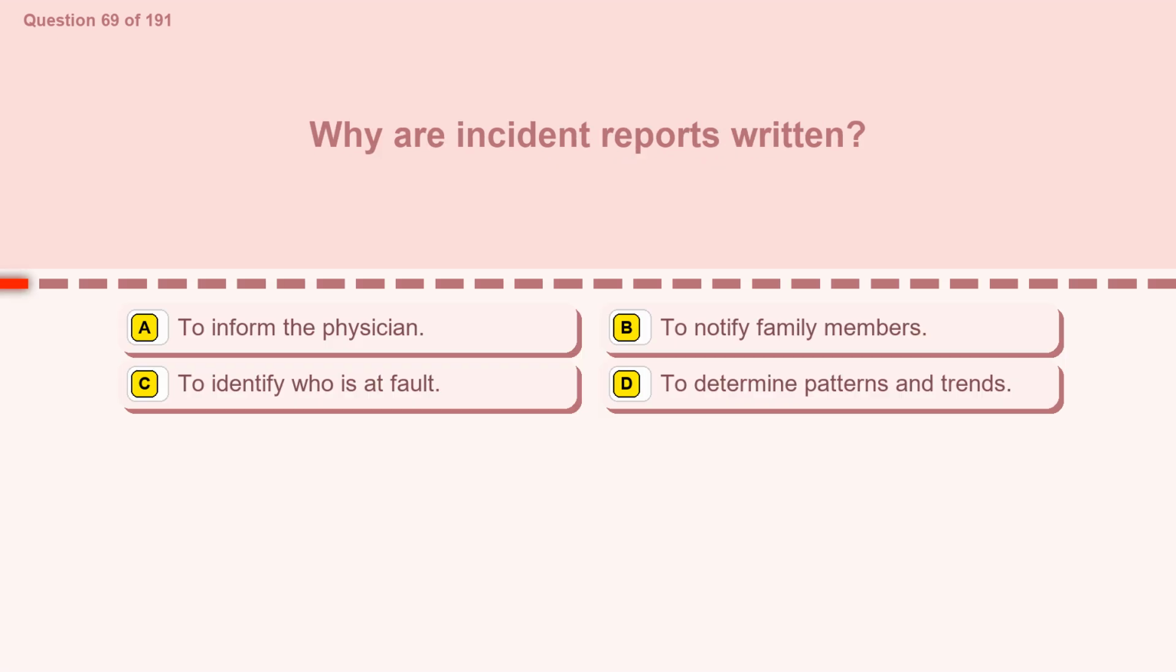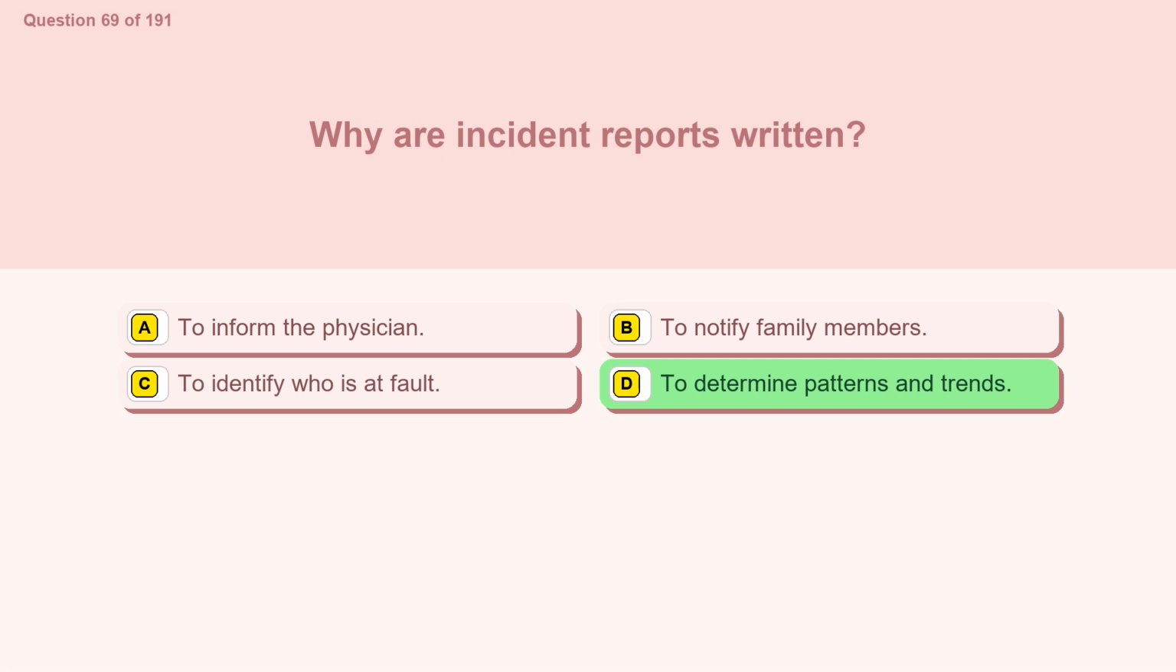Question 69. Why are incident reports written? Option A. To inform the physician. Option B. To notify family members. Option C. To identify who is at fault. Option D. To determine patterns and trends.